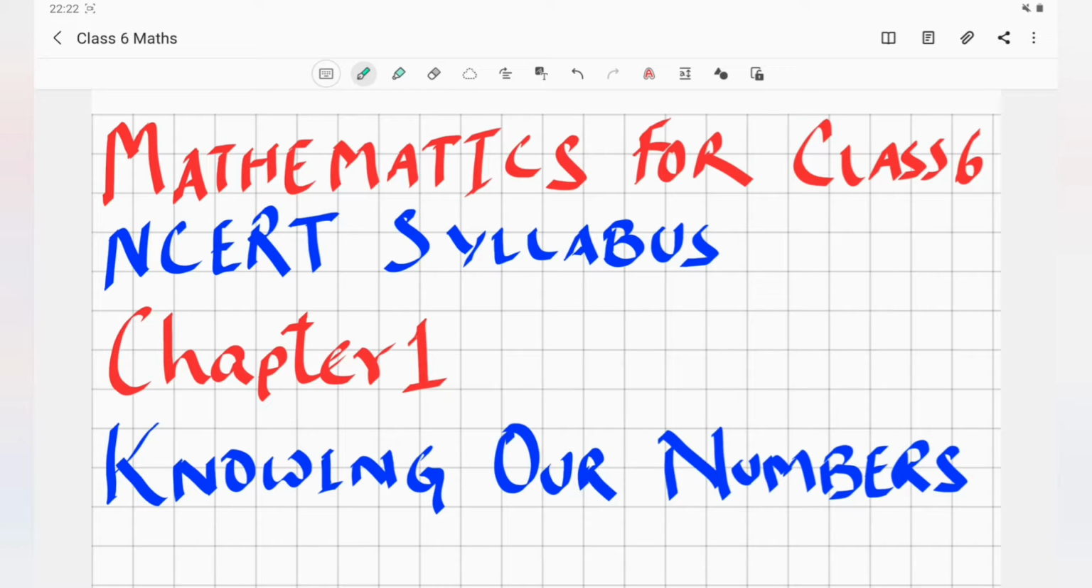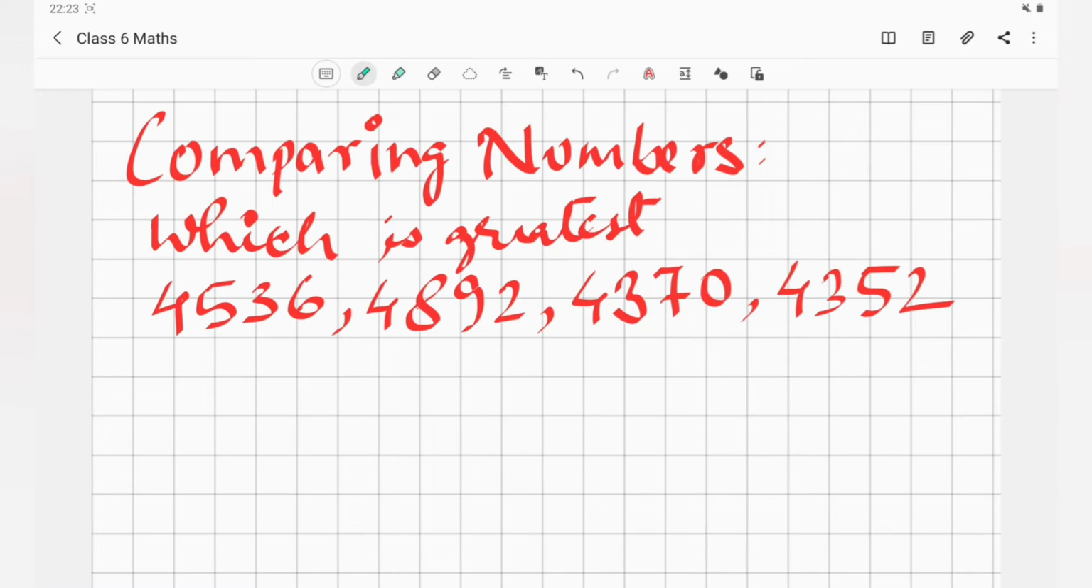Mathematics is one of the interesting subjects that we study. In this video, we are going to cover Class 6 NCERT syllabus, Chapter 1, Knowing Our Numbers. The first topic that we are going to look at is comparing the numbers. I've randomly picked up an example from the textbook, which is basically asking which of these numbers is the greatest.